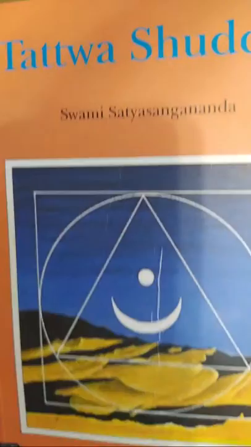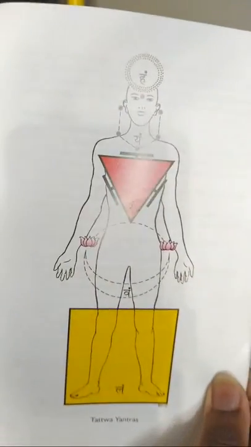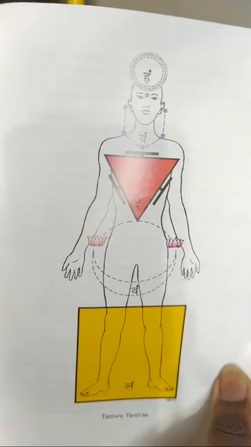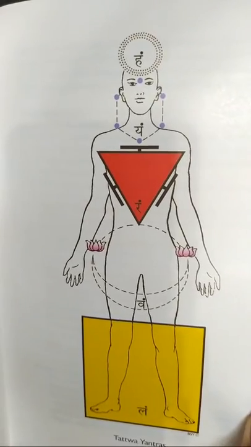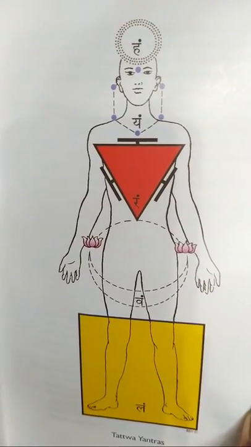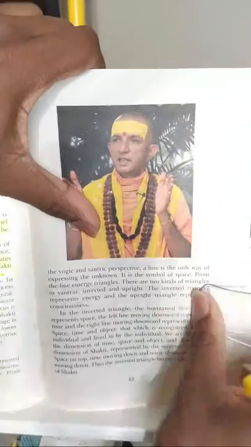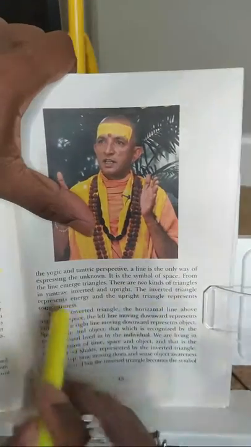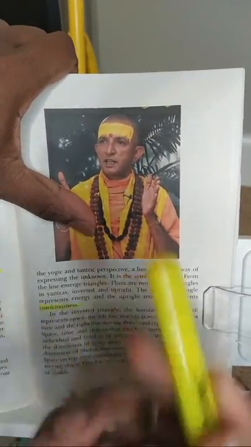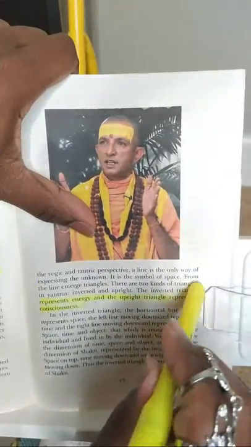Could that be why in Tattva Shuddhi, the triangle that is often illustrated is pointing downward? Interesting. Because what did she just say there? She said that there are two kinds of triangles in yantras, inverted and upright. The inverted represents energy, which is what we're dealing with in Tattva Shuddhi. The upright represents consciousness. I like that. Makes sense.